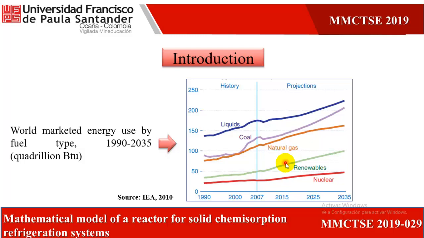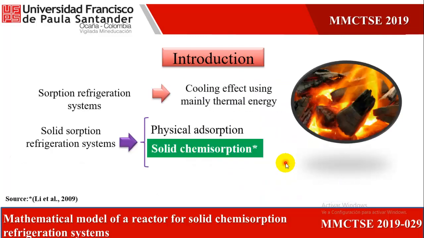So one of the systems that has the purpose of not using electricity but using waste heat instead are the sorption cooling systems. They produce the cooling effect as the steam compression system, but with the difference that they use waste heat or thermal sources. The sorption refrigeration systems are divided into physical adsorption systems and chemical solid chemisorption refrigeration systems.